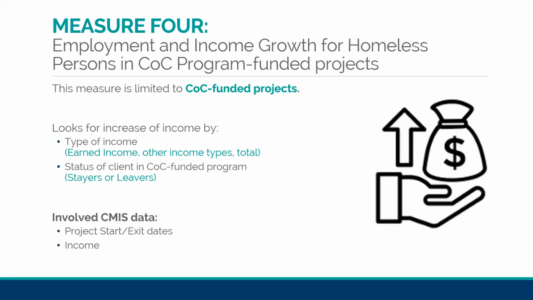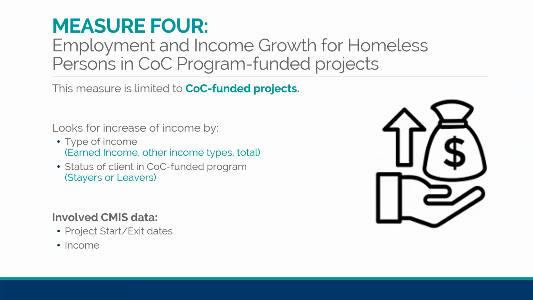Measure 4, employment and income growth for homeless persons in COC program-funded projects, looks at income sources and amounts within the specific funding type. These clients are further categorized by if the client is still enrolled in a COC-funded program or is exited, so entries and exits must be accurate. Also, income at start, at annual assessment, and at exit would be reviewed for clients based on their status of COC participation.